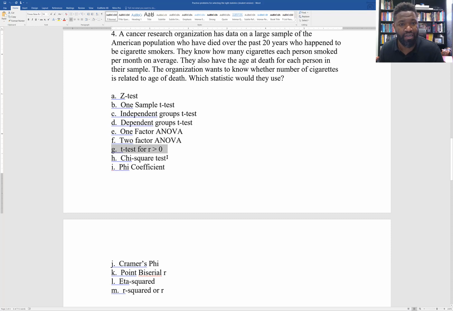Easy peasy, right? Now again, if I had said they wanted to know how strong that relationship is, then you would have picked the thing below it, which should have been r or r squared. So you can see how you can rule out half of the questions just by knowing whether you're asking for statistical significance or effect size.